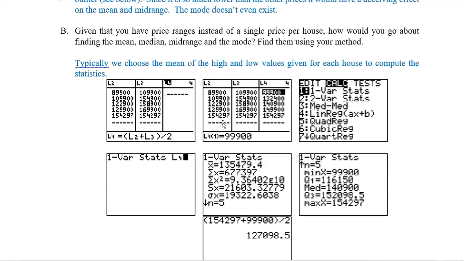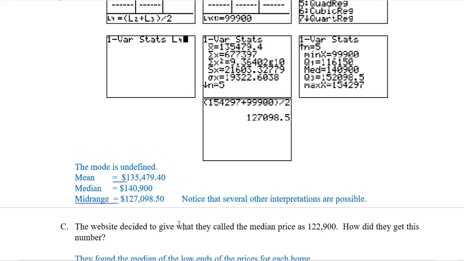And so I worked that out here. Here's the low and the high for each house in list 2 and list 3. I put my cursor on list 4 and did L2 plus L3 divided by 2. And then that gave me the average of those. So I would use these 5 values to represent that. I might do some statistics based on those 5 numbers and find the mean of them, 135,479 and 40 cents. And here's the median, about 140,900. And so here's the mean, median, and mid-range using that.